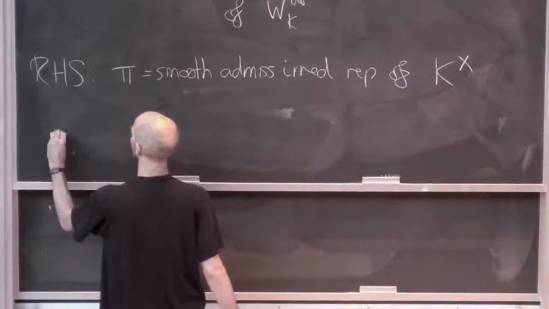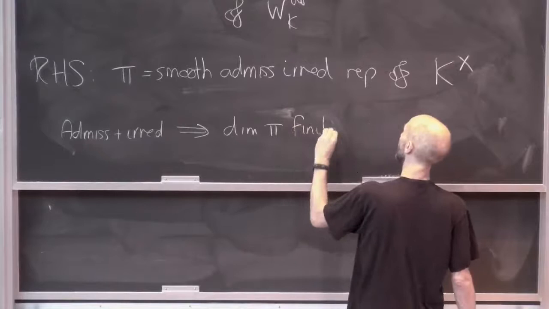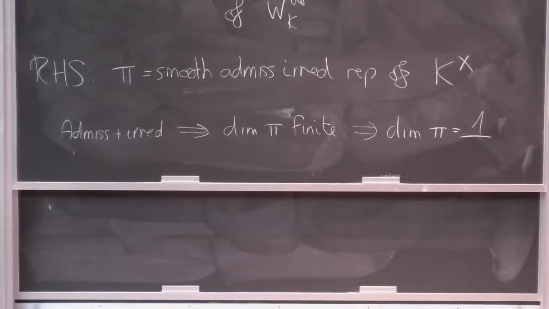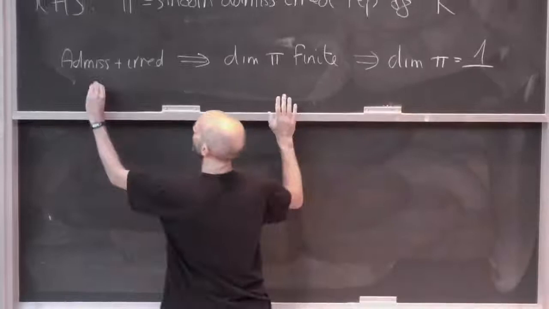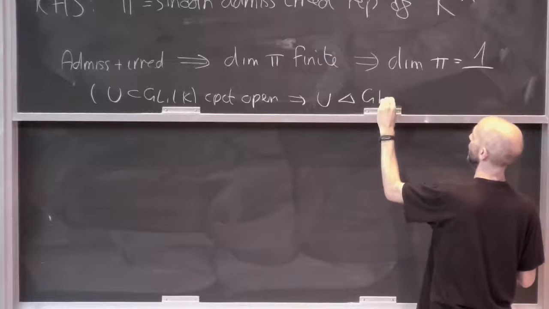So it's not so difficult to check that admissible plus irreducible implies that the dimension of pi is finite. And then from there you can prove that the dimension of pi is 1. So there are some relatively straightforward exercises. This doesn't work for GL2. You need the fact that there are nice compact open normal subgroups. That's the point. Because you're living in GL1 of K, compact open implies that U is normal. That fails for GL2, but fails for GL2 quite seriously. That's some other key point.